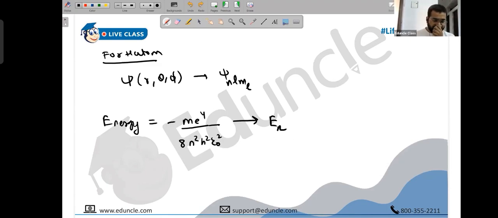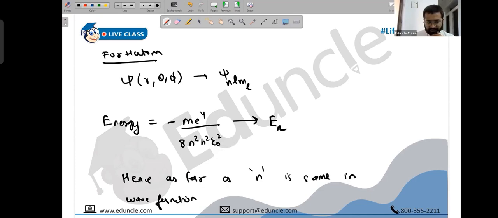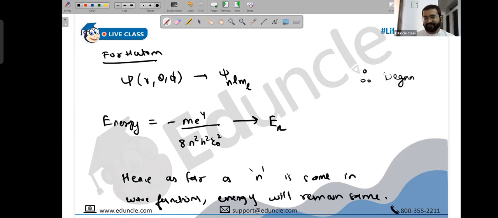So, copy this first. Hence, as far as n is the same in wave functions, energy will remain same. Therefore, degeneracy can exist. And I told you at the end of the degeneracy of this, we are going to have a very happy realization. So let's understand what and how. This energy is the energy of nth level.